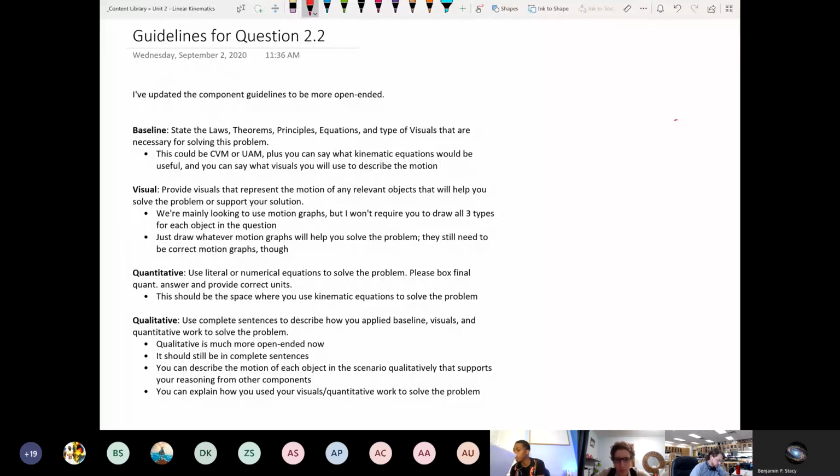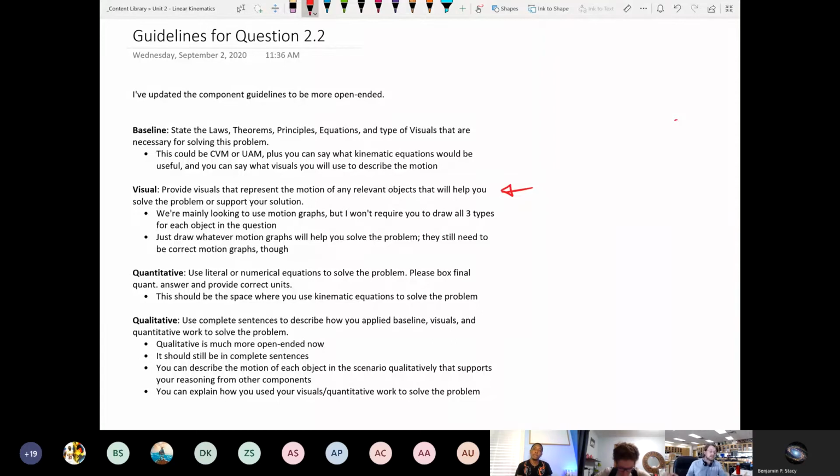That's baseline. For the visual, I've reduced it to just say provide visuals that represent the motion of any relevant objects that will help you solve the problem. So that might be motion graphs, but I'm not saying you have to draw all 3. You draw whatever is going to help you solve the problem.